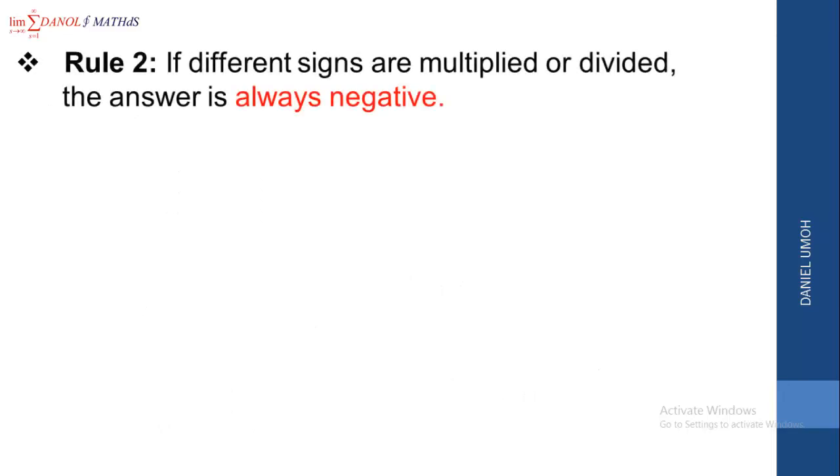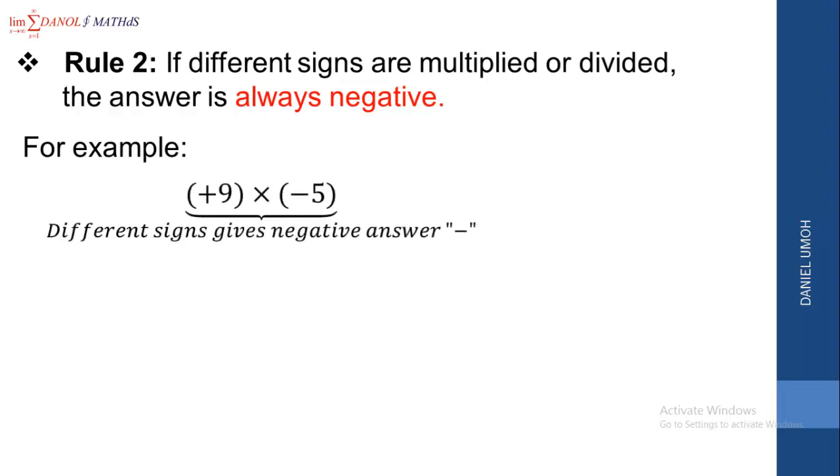Okay, now rule 2. The rule 2 says, if different signs are multiplied or divided, the answer is always negative. If different signs are multiplied or divided, the answer is always negative. See what we mean. For instance, we have this, plus 9 times minus 5. Of course, there are different signs there. Then the answer must be negative, according to the rule. So this will give us minus as the answer outside.